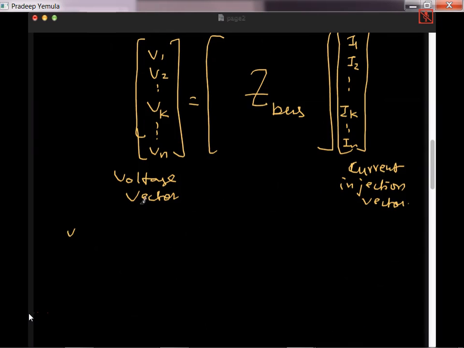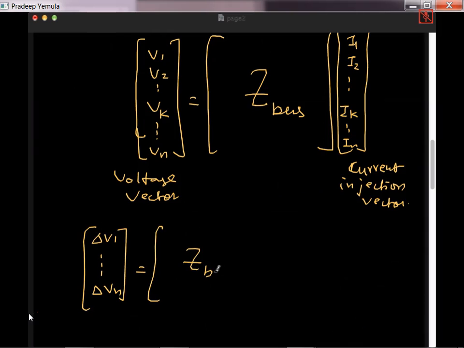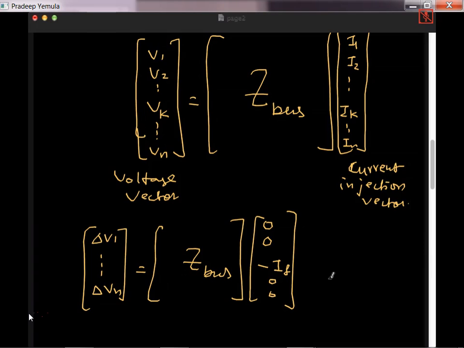I can just simply take the delta for this, that is delta V1 to delta Vn is nothing but the Z bus, which is the same, times the delta In. So I1 doesn't change, I2 doesn't change and so on, only the Ik will be subtracted by minus If. In fact I should not even write Ik here, this is minus If because I am just writing the delta K. So like this you will get it.